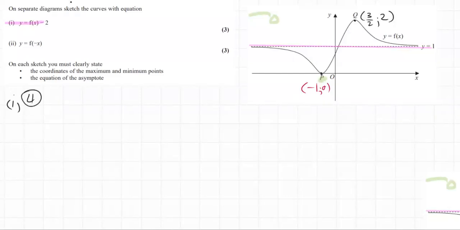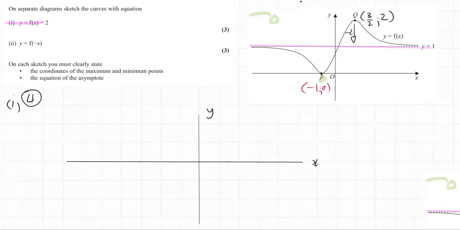Question 4. So if we draw ourselves a set of axes, with x and y, we're going to be drawing f(x) - 2. So it's been shifted down by 2. That means from our original graph, every point is going to go down by 2. All our significant points are going down by 2, so it's our original graph minus 2.